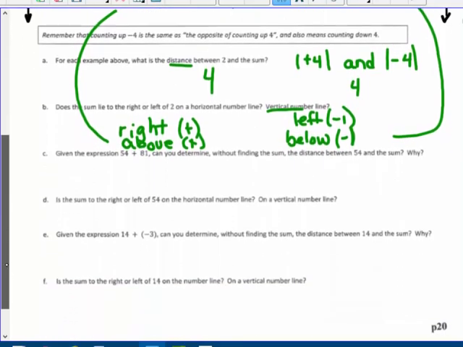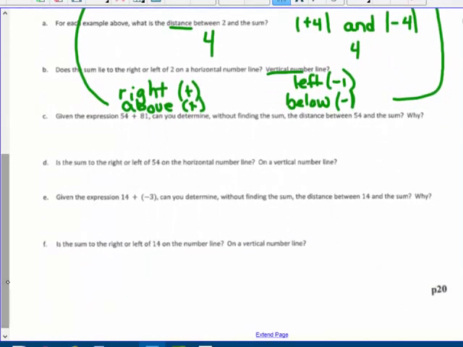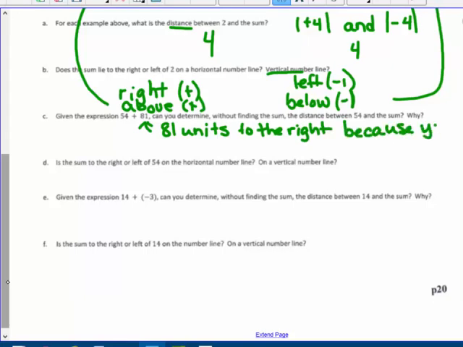Given the expression 54 plus 81, can you determine without finding the sum the distance between 54 and the sum? Well, the distance is going to be 81 units because I'm adding 81 units, right? It's going to be 81 units to the right, because you add a positive 81. And 135, yes, is 81 units away from 54. 135 is the sum, by the way.